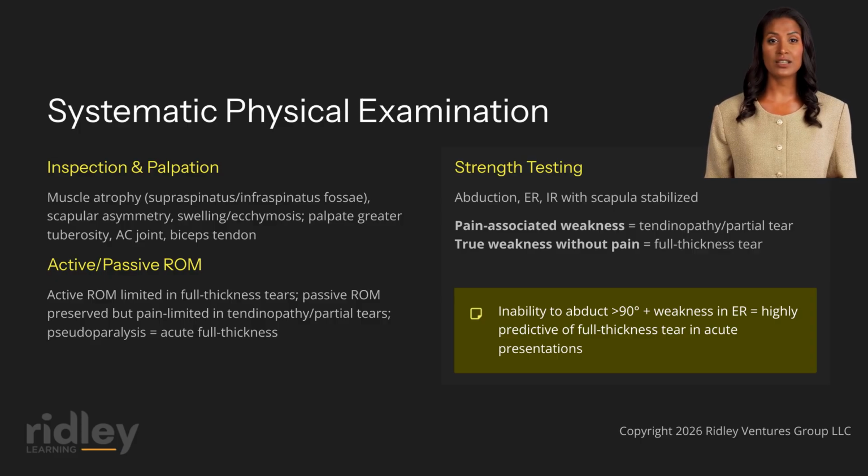In acute full-thickness tears, a marked loss of active abduction and external rotation may produce a pseudoparalysis pattern, while chronic tears may present with subtle deficits masked by compensatory scapular mechanics.